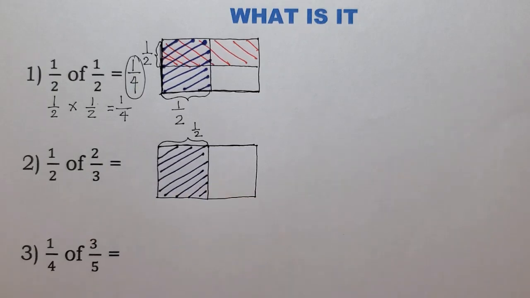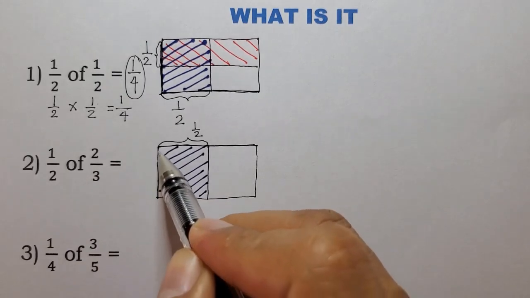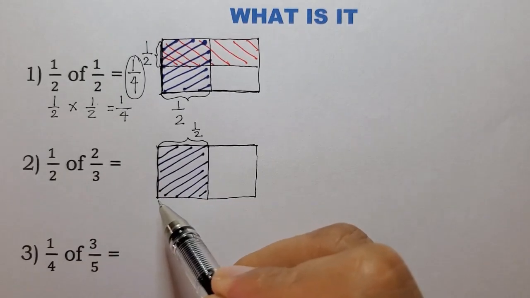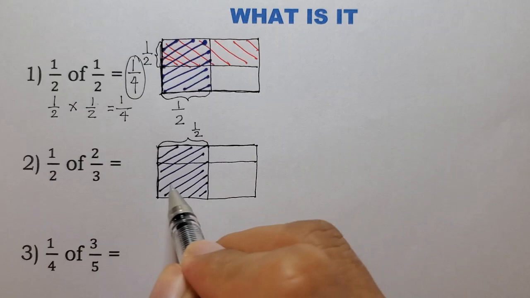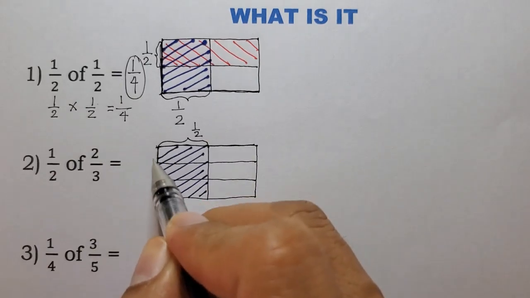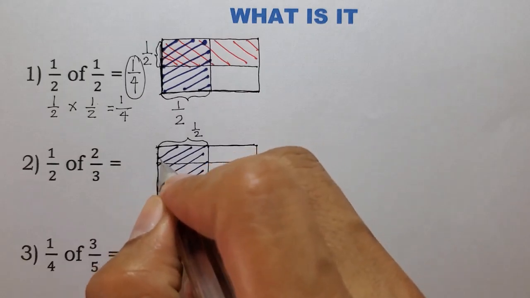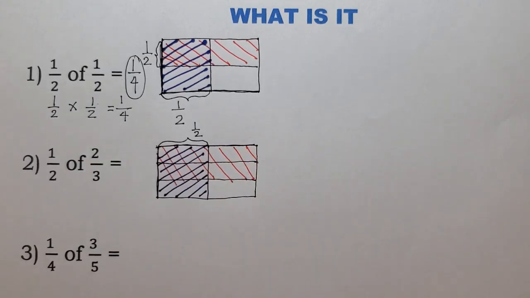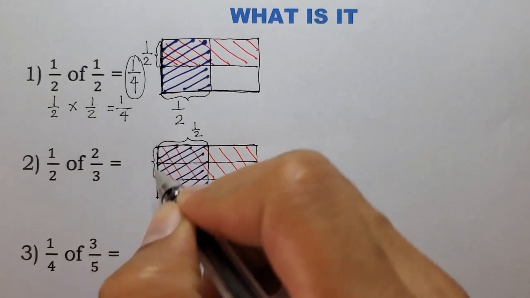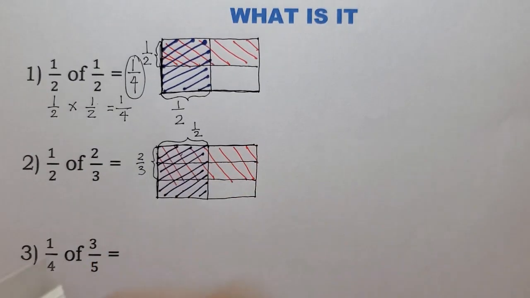The next thing that we have to do is to illustrate 2/3. So the width or the shorter part of this rectangular model will be divided into 3 equal parts. So 1, 2, 3. 3 equal parts. And of course, we will just shade 2 parts out of the 3 equal parts. So this portion here is what we call 2/3. That's 2 out of 3 equal parts.